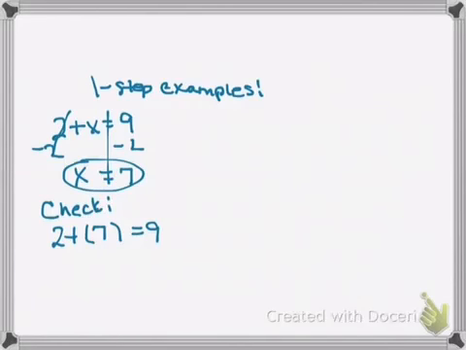And then I'm going to work the left side. 2 plus 7 is 9, and truly 9 equals 9. Okay, this one is a multiplication problem. 1/5 m equals 9.